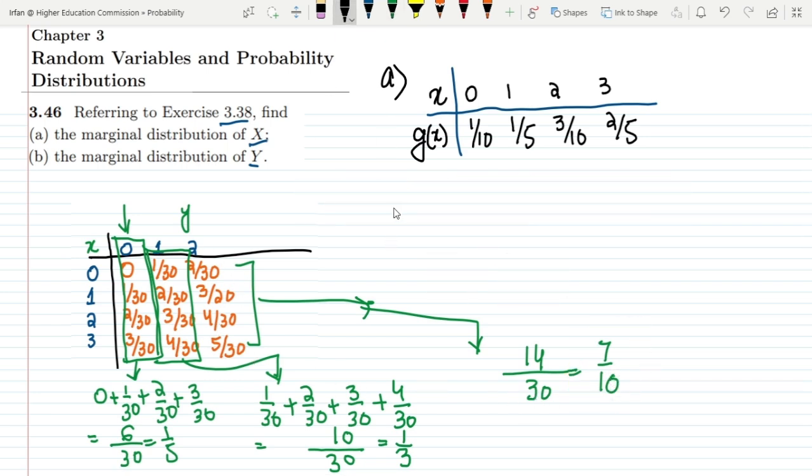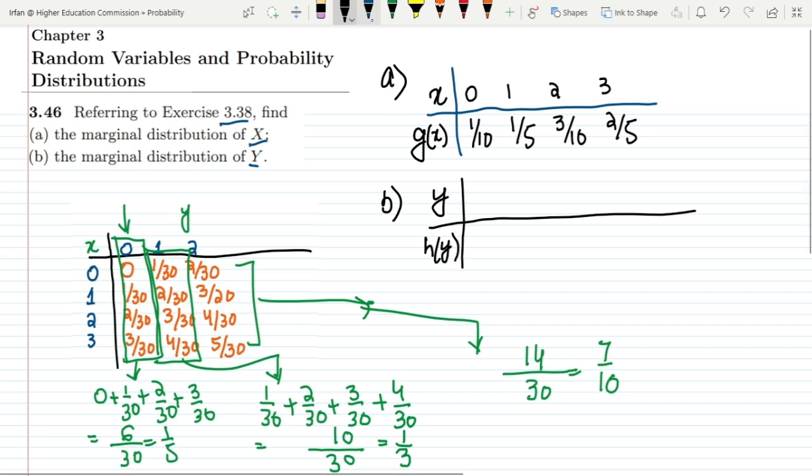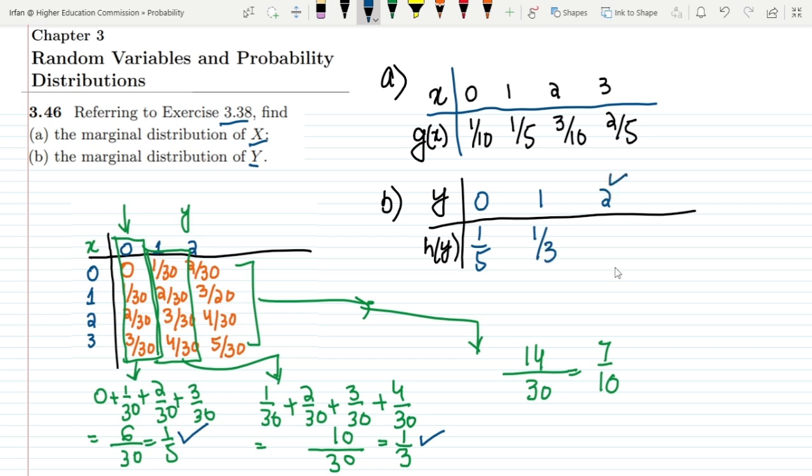Now taking it and plotting it as we had previously done for x, here we have y, and let me represent the marginal distribution for y as h of y. Let me put these values here, for the values of y, which are 0, 1, 2. Putting their values here, it will be 1 by 5 as found out here. For 1, this is 1 by 3, and for 2 we have 7 by 10 as we have done here.